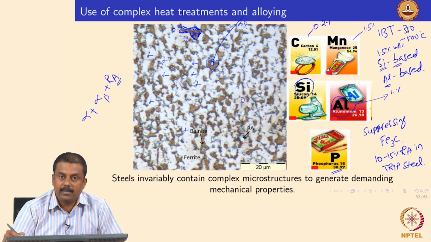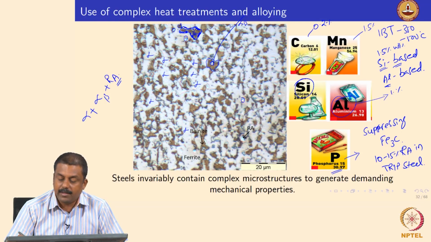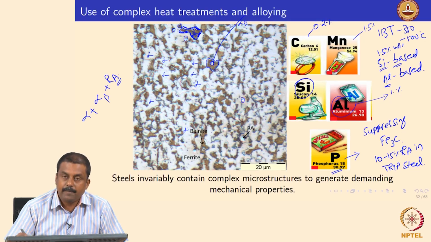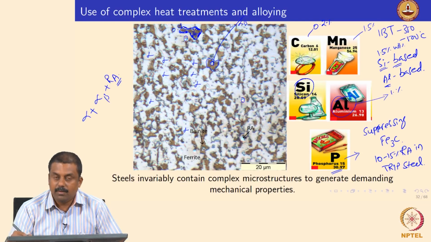So we need to add other alloying elements which would increase the solid solution strengthening, and should also have cementite suppression capabilities. For example, one such element is phosphorus. Phosphorus is a very effective solid solution strengthener, and phosphorus is also known to suppress cementite formation. We can take advantage of that, and it is also not known to cause oxide formation in steels.